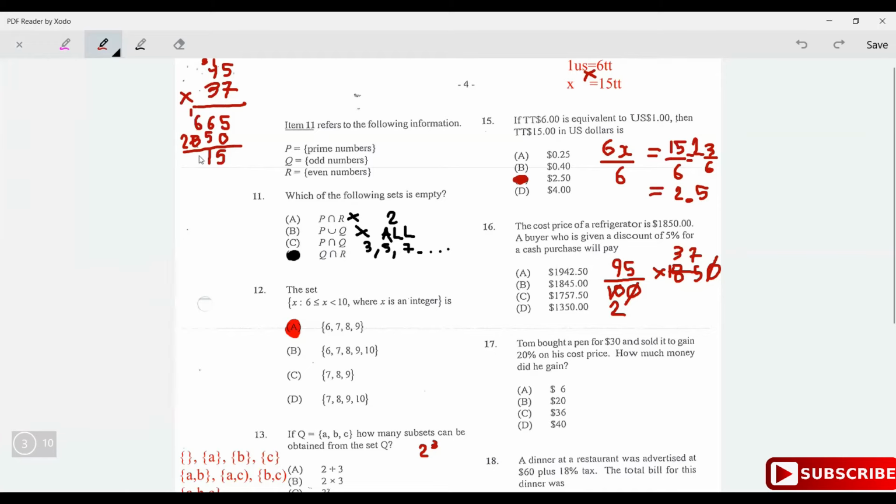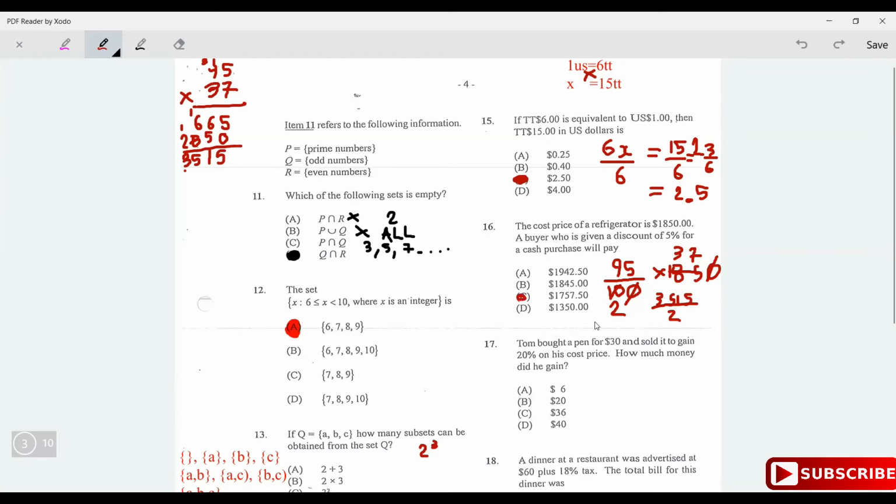This is 15, carry up 1. This is 3. So 3515. When you get 3515, it needs to be divided by 2. So when you divide 3515 by 2, that's going to give you 1,757.5. So that is C.